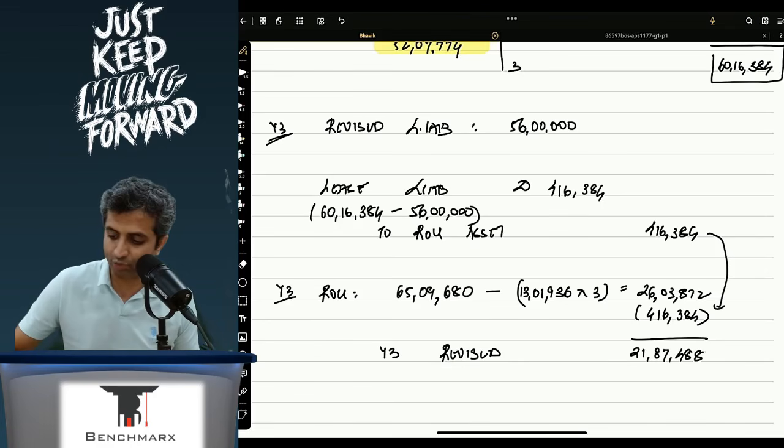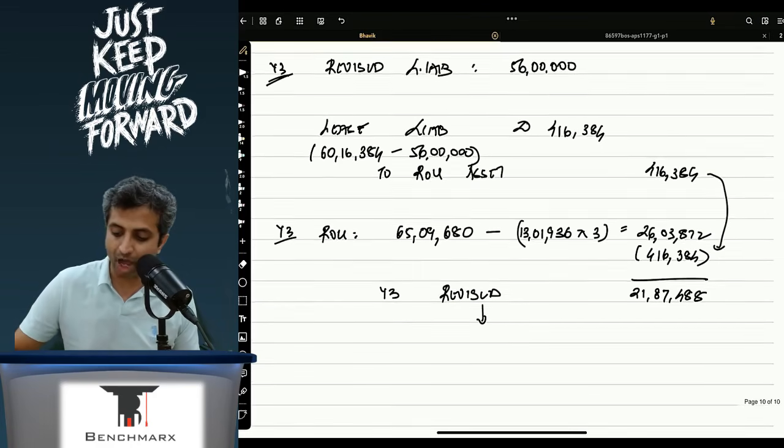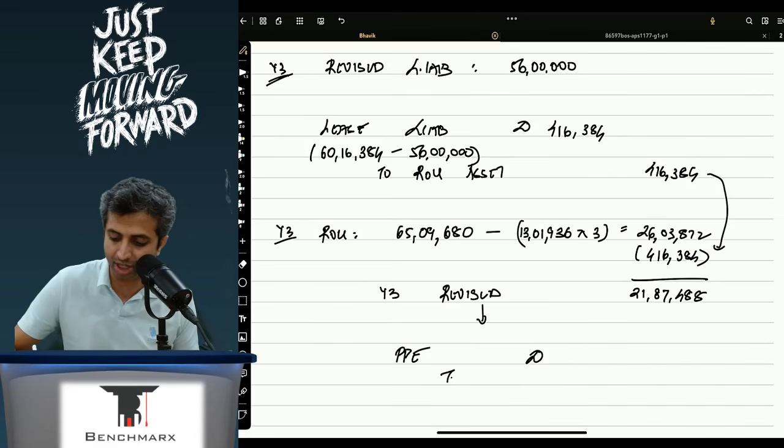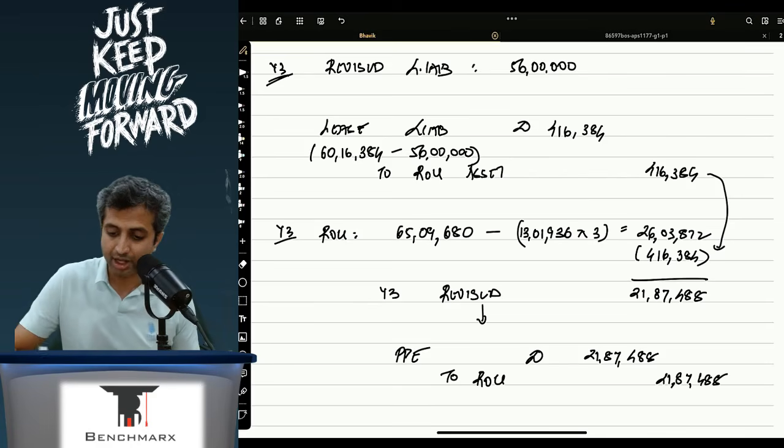87,488. In fact, you will have to now reclassify this from ROU to PP. So this will be an owned asset. So this will be PP account debit to ROU asset, which will appear at 21 lakh 87,488, I believe.